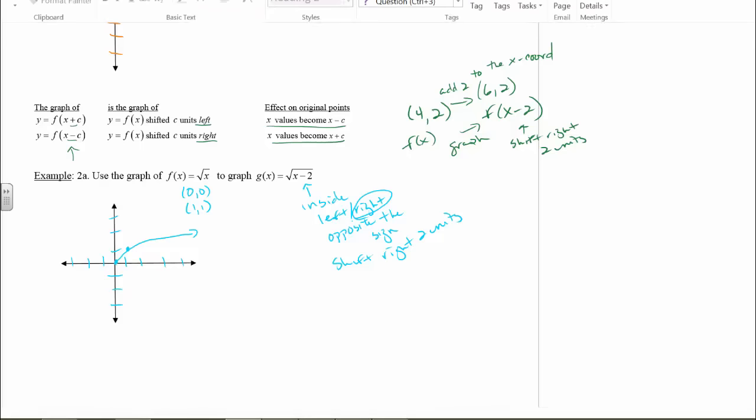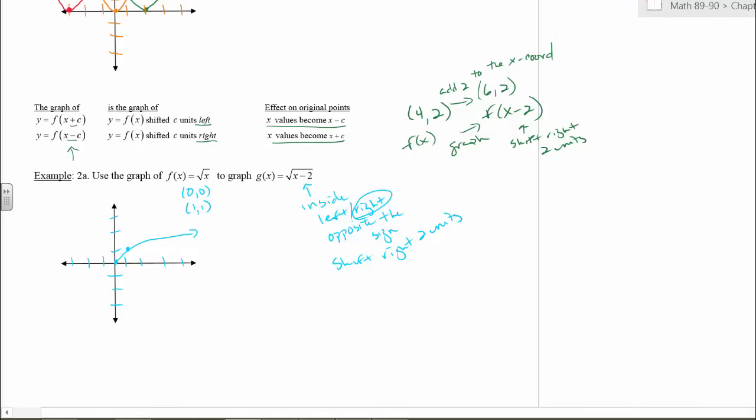So now I can do that. I take 0, 0, I move that to 2, 0. I take 1, 1, I move that to 3, 1, and I draw the same type of graph, just shifted right 2 units. Did you see how quick that was? You didn't have to plug in an x and get out a y. You just have to read the function. Basically you say, I don't know what square root of x looks like, but now I just have square root of x minus 2, very similar, so I'm just going to take my graph and shift it right 2 units.